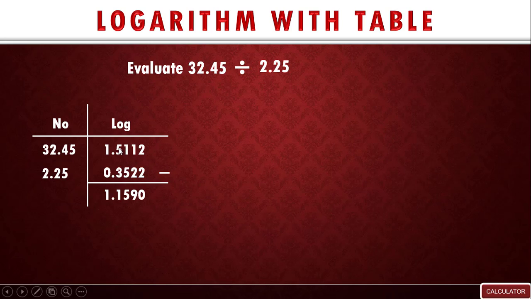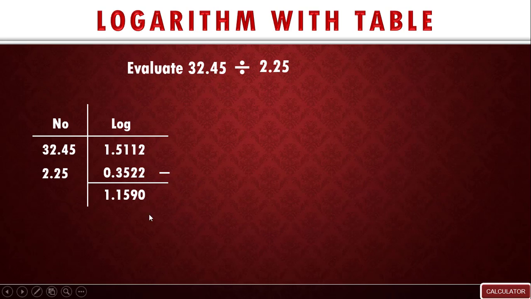You remember we borrowed 1 from here. That means what will be left here will be 4. So 4 minus 3 gives us 1. And then the last one, 1 minus 0, gives us 1. So we have 1.1590. The next thing for us to do is to determine the antilog.